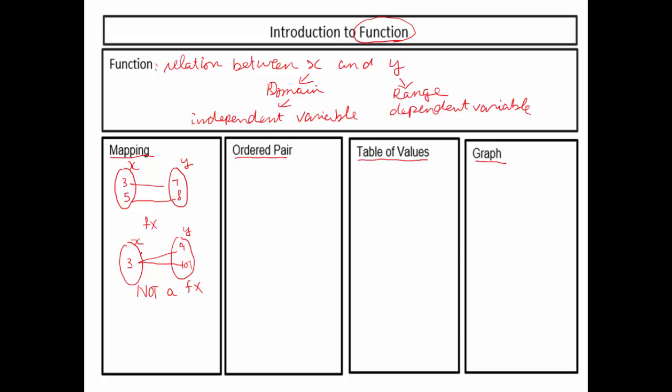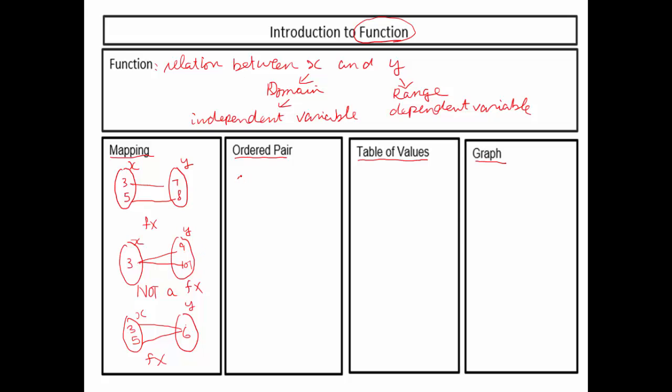So in a function, x cannot match two y's. But if you have a relationship like this, with x here and y here, and you have 3 and 5 matching to 6, now you have two x's matching one y. This is still a function. So try to remember, when you have one x matching two y's, that's not a function.